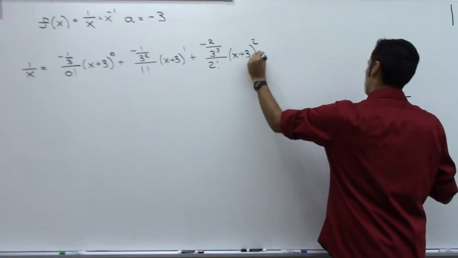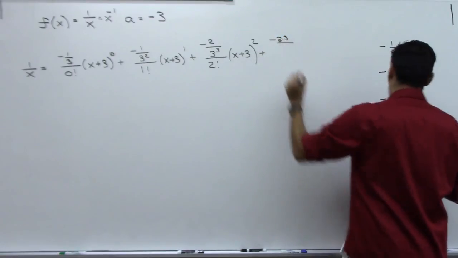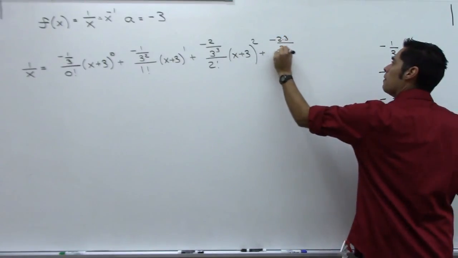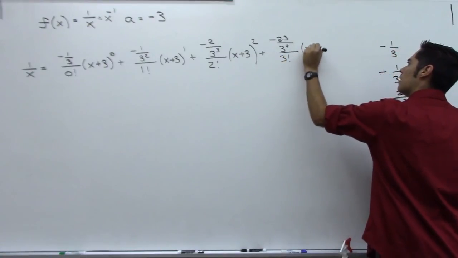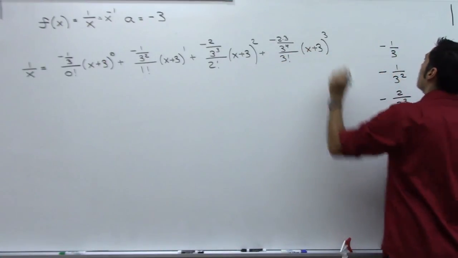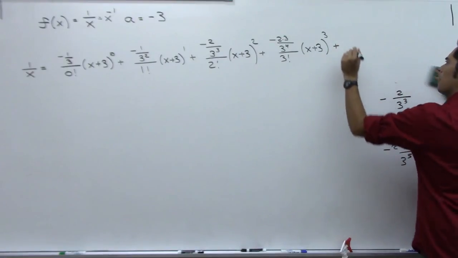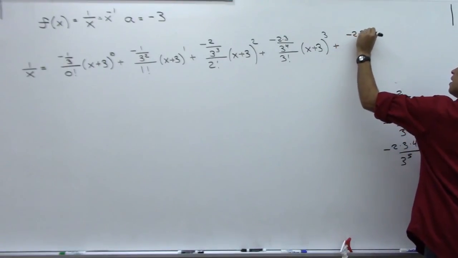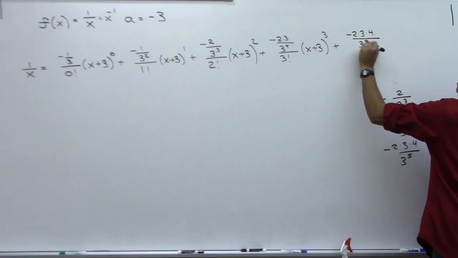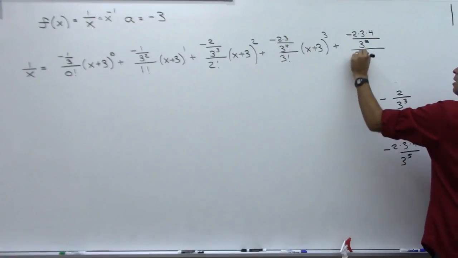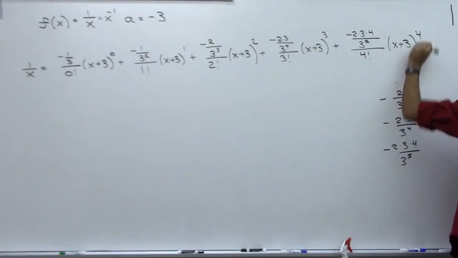then, let's see, negative 2 times 3 over 3 to the fourth over 3 factorial, x plus 3 to the third. I have enough room, I can do another one, plus negative 2 times 3 times 4 over 3 to the fifth over 4 factorial, x plus 3 to the fourth.